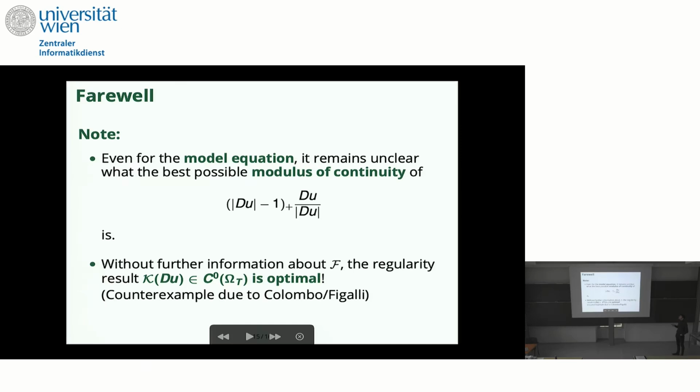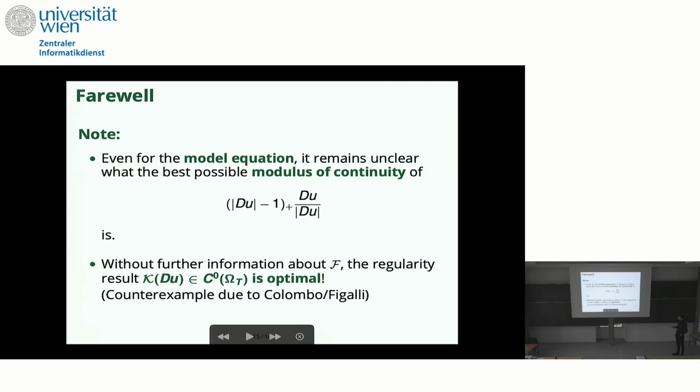And for this limit function, it's not clear what the best or the optimal modulus of continuity is, right? Maybe it is Hölder continuous, maybe not. But this is not even known for the model equation. So somehow it's not clear. It's just not known what the best modulus of continuity is.